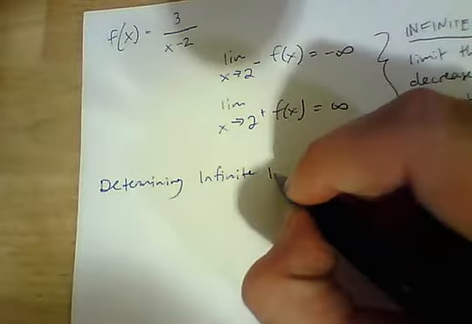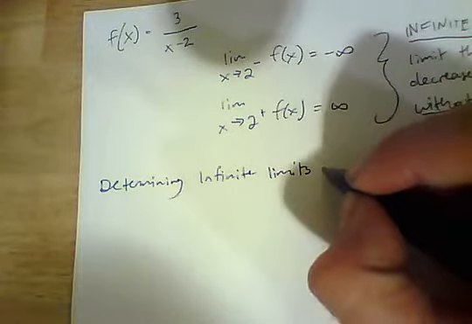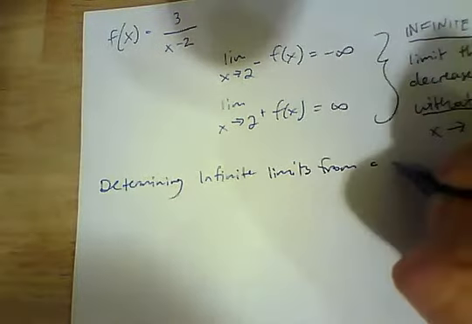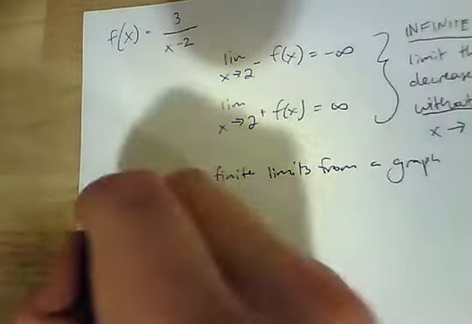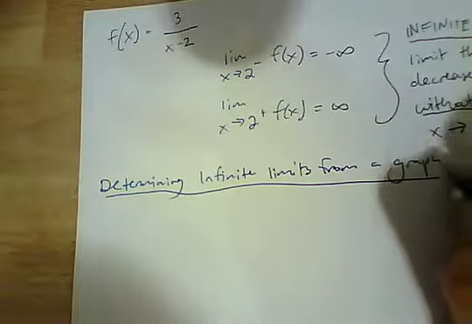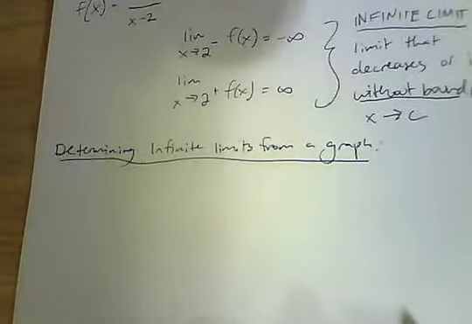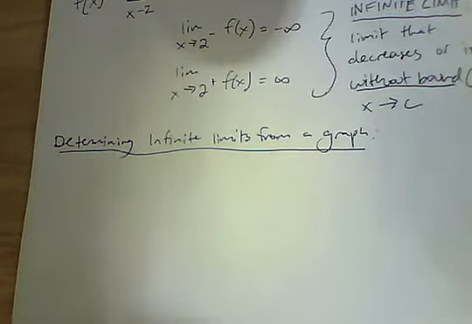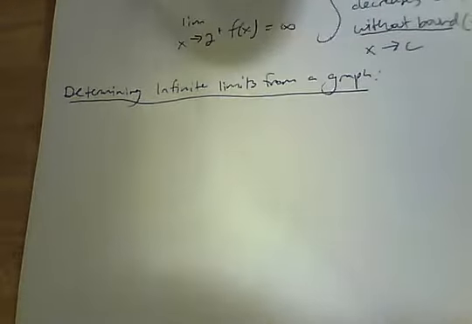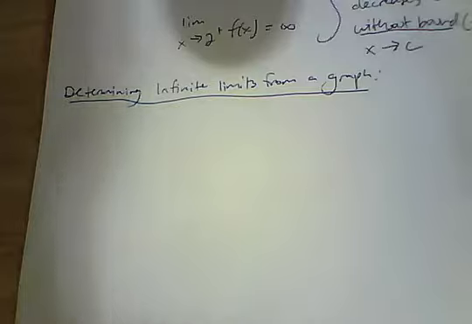Alright, next topic, determining infinite limits, let's say from a graph. It's also important to talk about, we'll go over it in just a second, but these infinite limits are vertical asymptotes. That's how they appear on a graph, as a vertical asymptote.